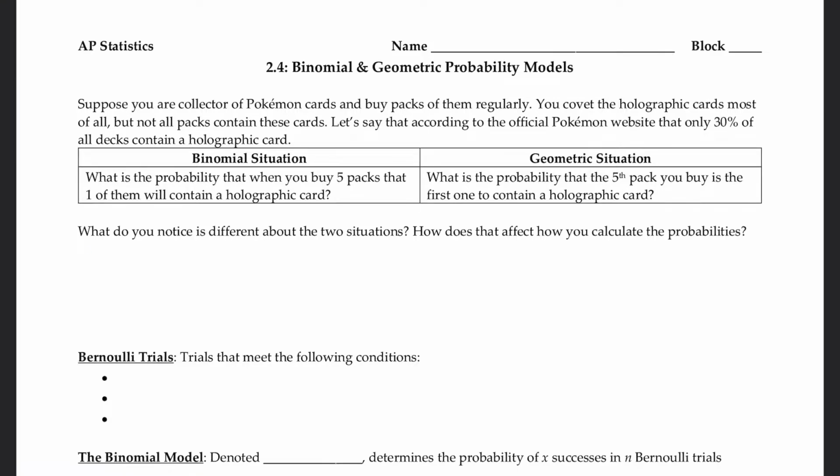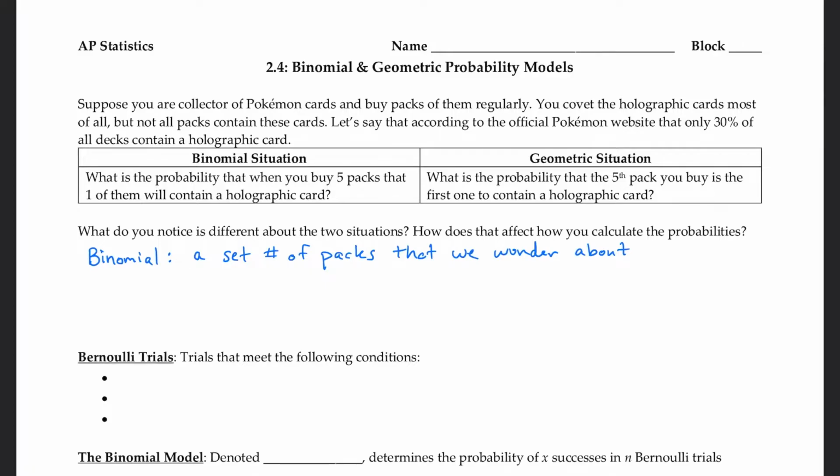So I'm going to focus in on binomial first. Hopefully you have an idea. If not, feel free to pause right now. What I notice about the binomial is that we're focused on a set number of packs, a set number of packs that we wonder about. In this case, we wonder, what's the chance that one of those 5 packs that I have in front of me contains a holographic card?